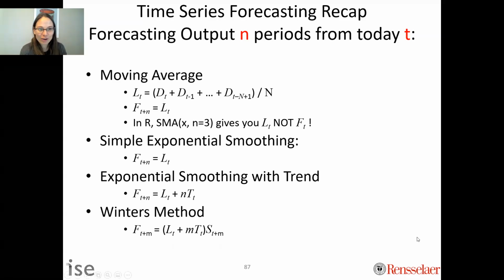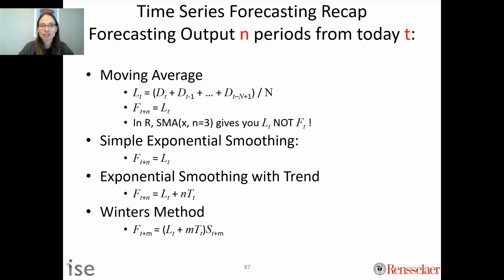So in this video, we are going to recap time series forecasting. As a reminder and recap, we studied four separate time series forecasting models: two for stationary series, moving average and simple exponential smoothing; one that captures both level and trend, exponential smoothing with trend; and one that captures seasonality, level, and trend, Winter's method.